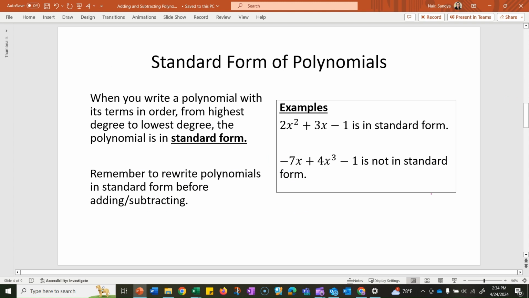So remember to also check that the polynomials that you're adding or subtracting are in standard form. This is going to help make sure that you combine the like terms, and it's also going to make sure that your final answer is in standard form. Remember, in standard form, the terms are written in order from highest to lowest exponent.